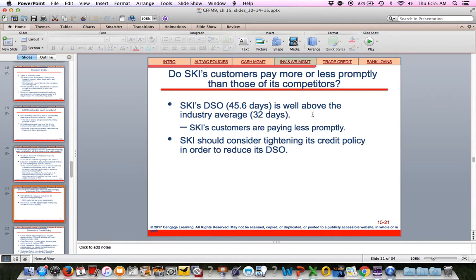Let's just assume that when we make a credit sale to a customer, the credit terms are 30 days. That's a big problem. Customers are taking 15.6 extra days to pay us back. Not so good. So Ski's customers are paying less promptly. Ski should consider tightening its credit policy to reduce the days sales outstanding number.